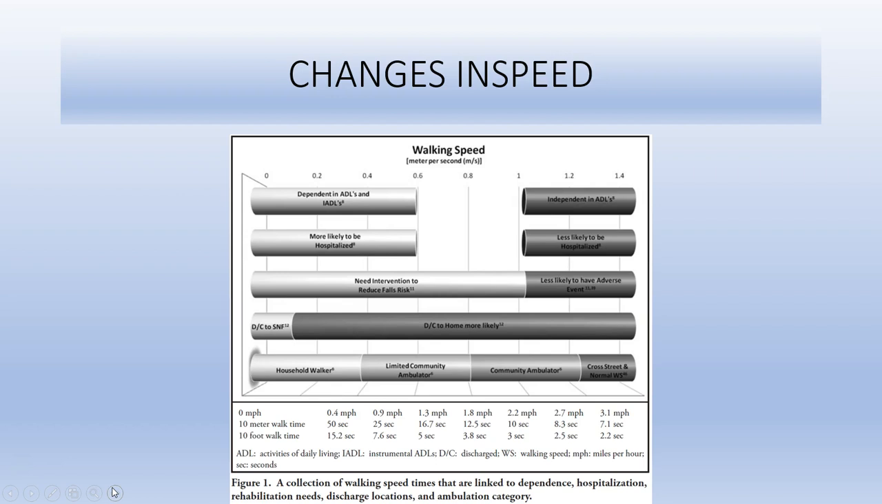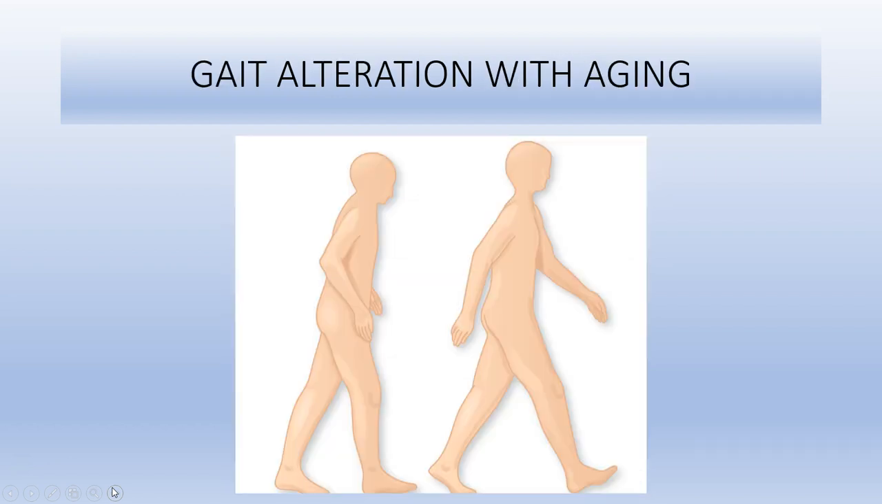Patients with a greater walking speed tend to be more independent in activities of daily living. They tend to be healthier and less likely to be hospitalized, less likely to have adverse sequelae and events occur in their lives. They're more likely to be independent and be discharged to home rather than a SNF or assisted care facility. They're more likely to be independent and community ambulators.